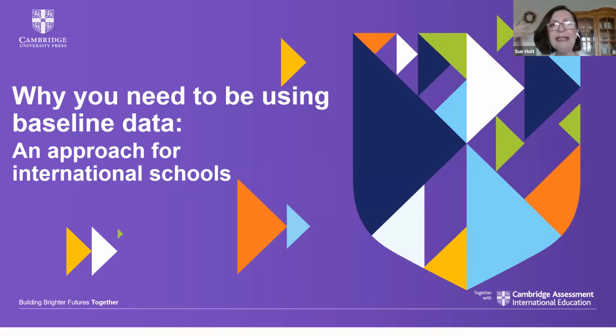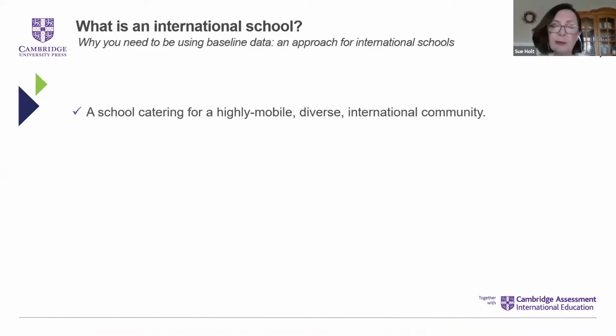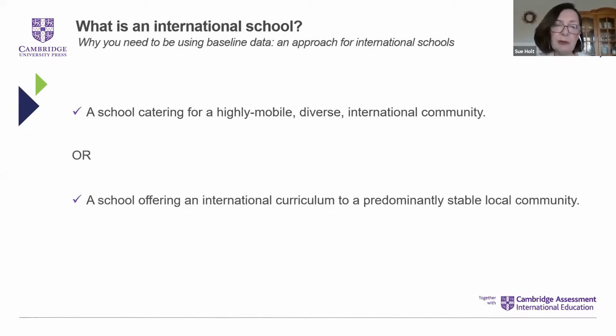But what do we mean by an international school? Do we mean a school catering for a highly mobile, diverse international community with a very high turnover of students? Or do we mean a school offering an international curriculum to a predominantly stable local population? So I'm not sure what applies to you individually, but I would say in either case, you really need that data.